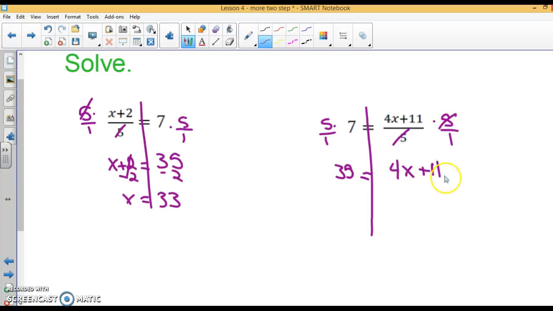Which number is farthest from the variable? This plus 11. So I subtract 11 from both sides. So I have 24 equals 4x. Divide both sides by 4. X is 6.